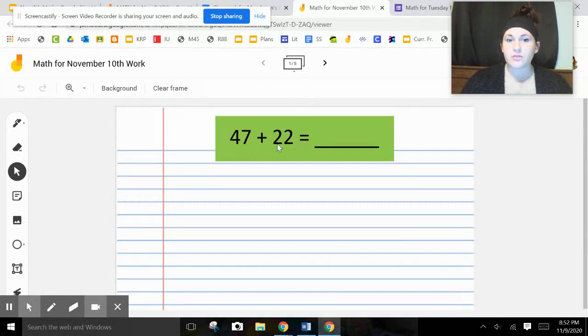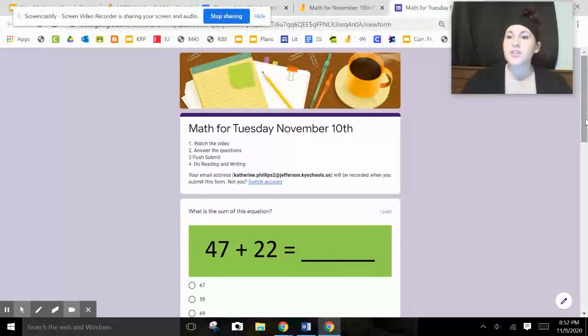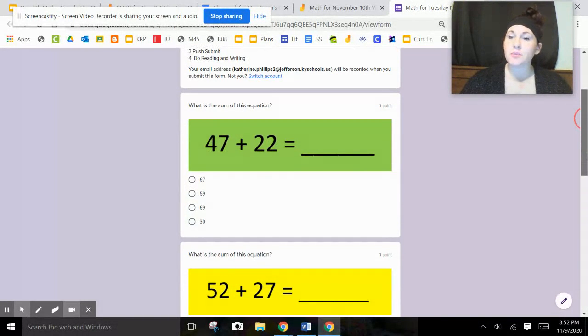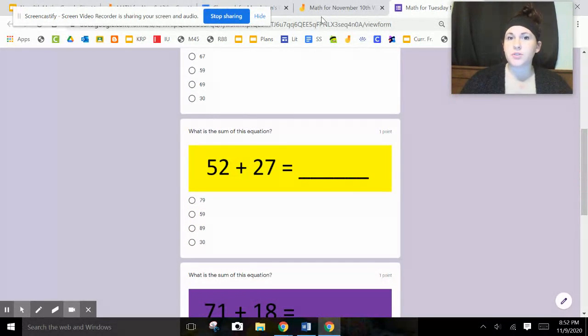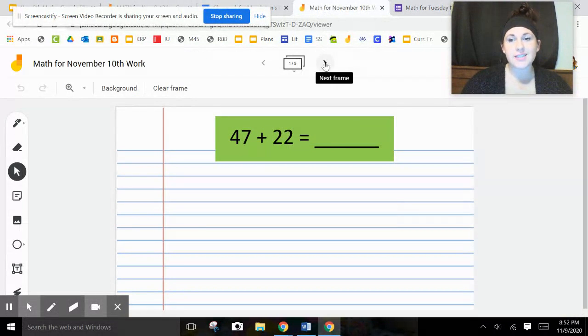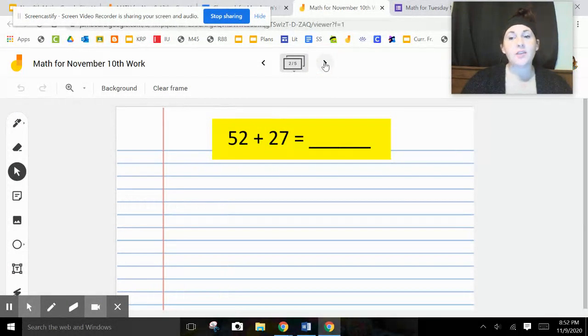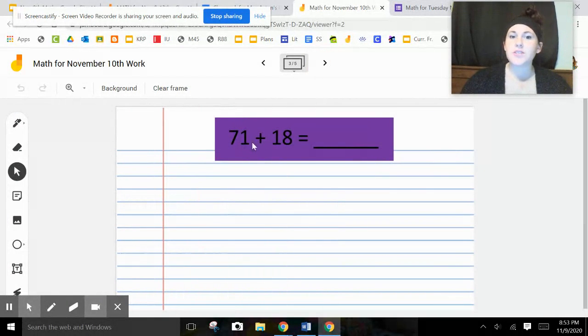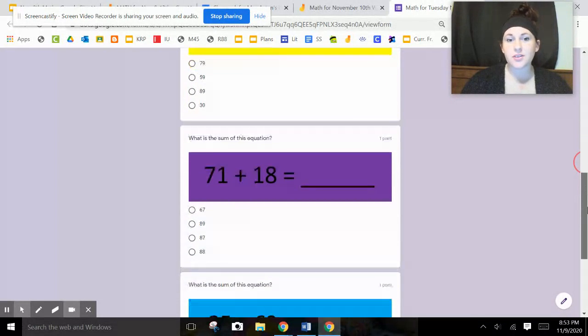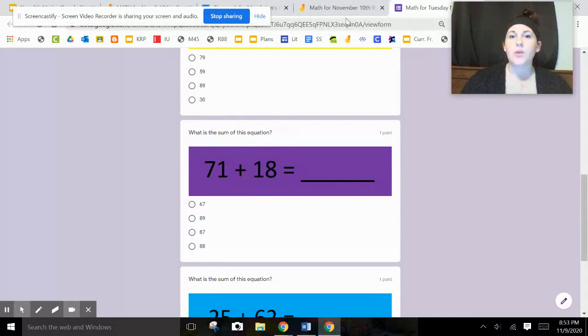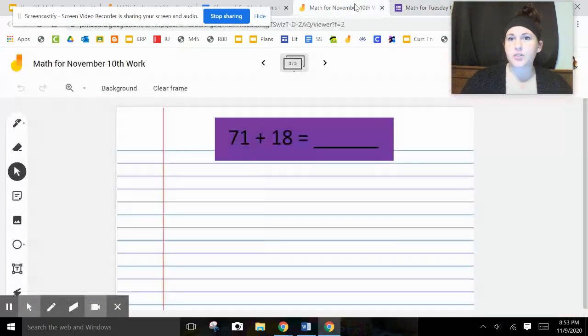But this equation, 47 plus 22, just magically is number 1 on your classwork today. Number 2 is yellow with 52 plus 27. What do you think the second slide on this Jamboard is going to be? 52 plus 27. The next one is 71 plus 18. What do you think the next equation is going to be on your classwork? So what I would do is I would keep both tabs open and I would just switch back and forth.